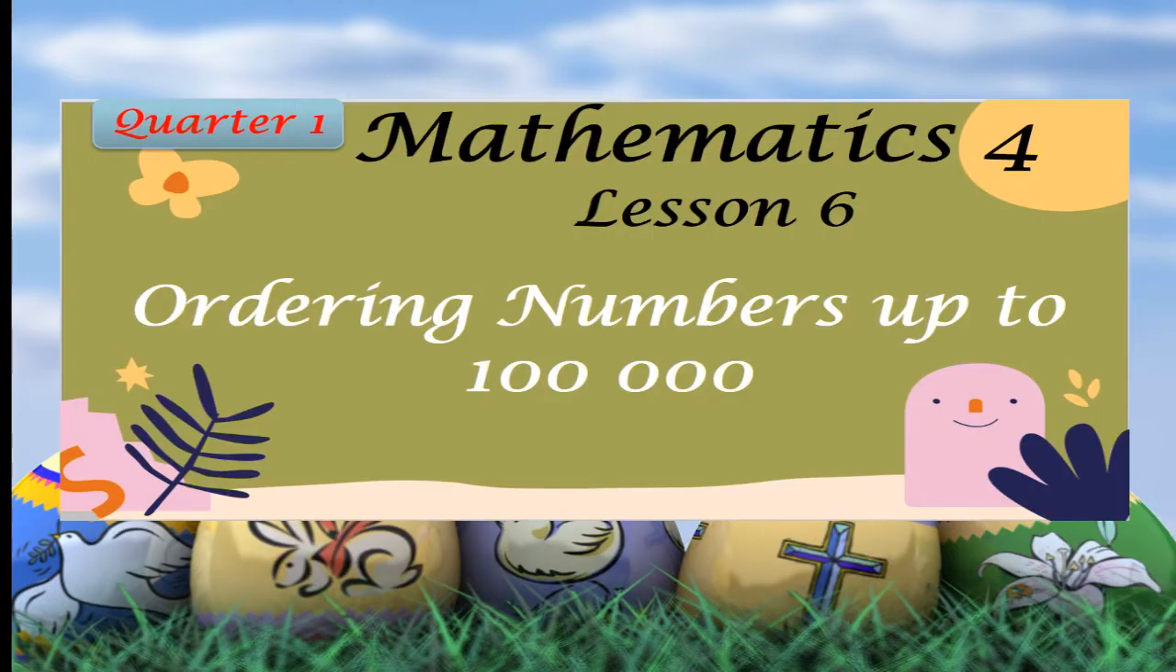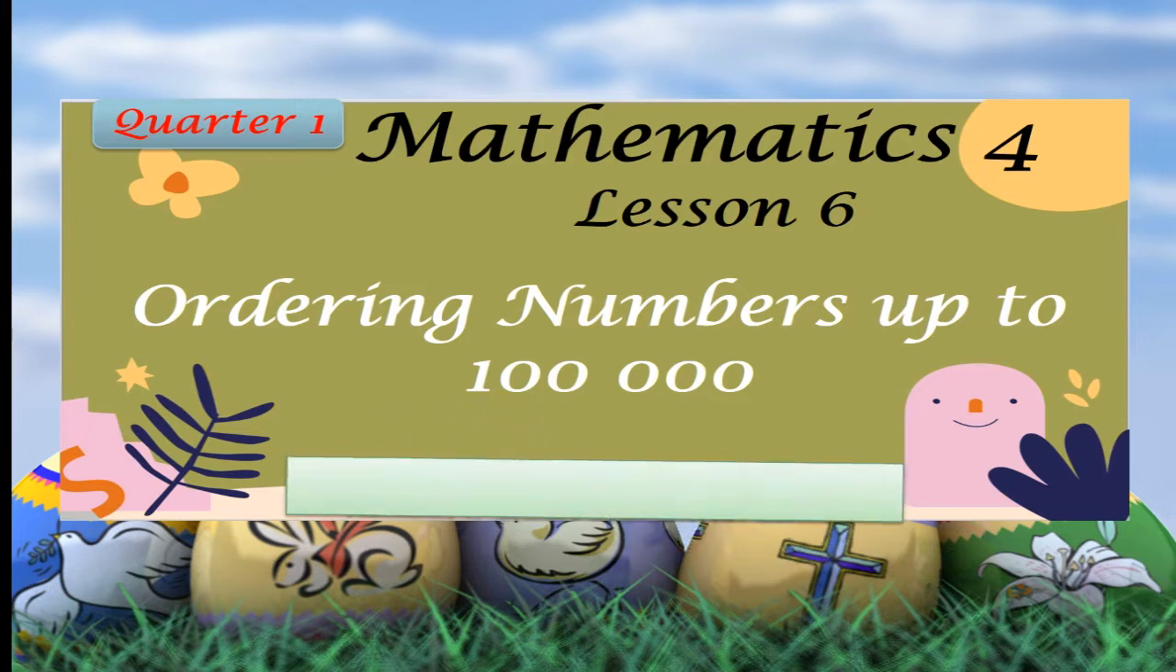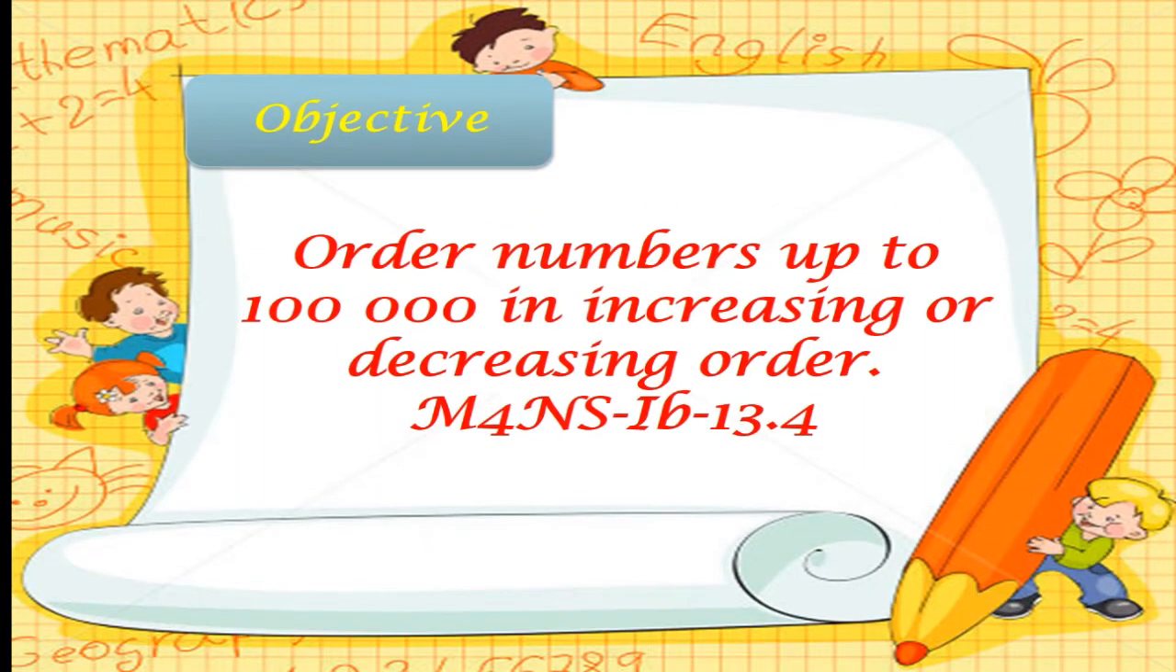Lesson 6. Ordering numbers up to 100,000. Objective: the learner should be able to order numbers up to 100,000 in increasing or decreasing order.